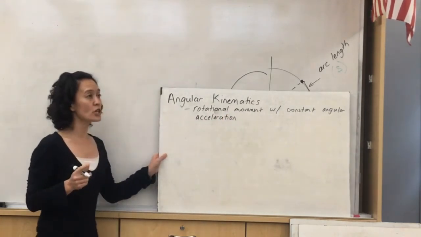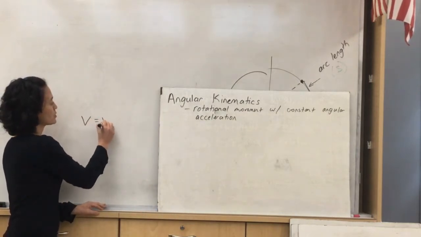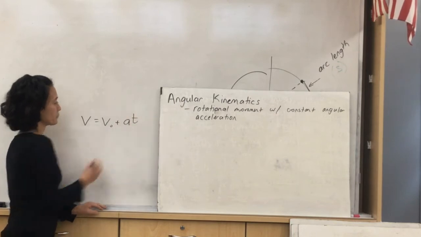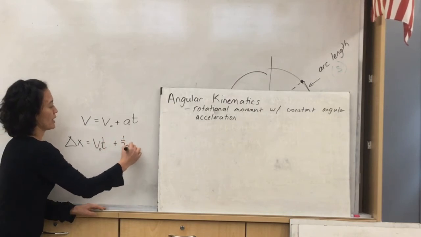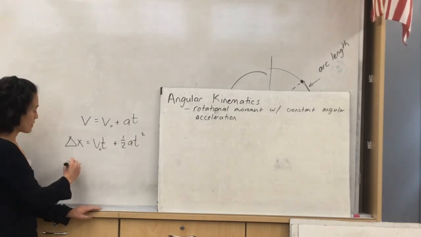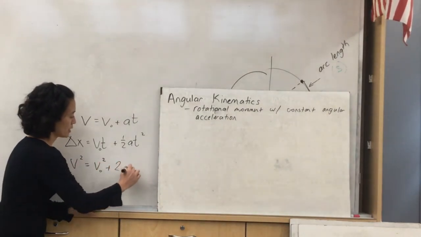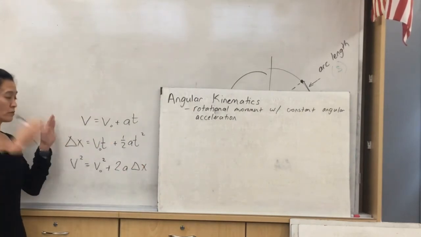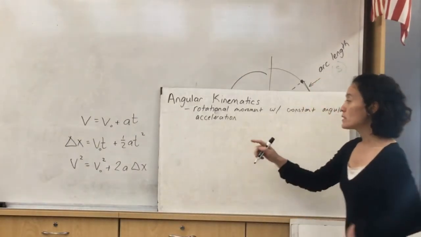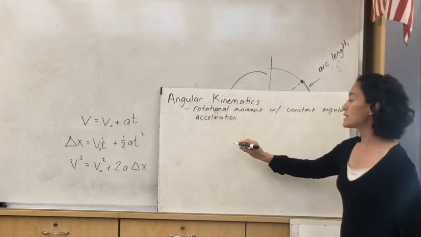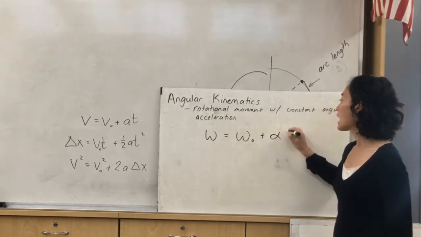So let's remind ourselves of the linear kinematics equations. There was V is equal to V naught plus AT. There was delta X equals V naught T plus 1/2 AT squared. And then there was V final squared equals V naught squared plus 2A delta X. So same format of my equations, but now I'm going to use my angular quantities instead. So instead of V equals V naught plus AT, the first one will be omega equals omega naught plus alpha T.